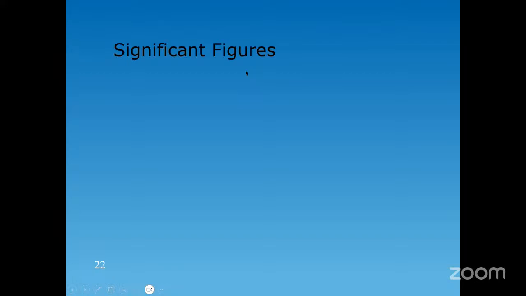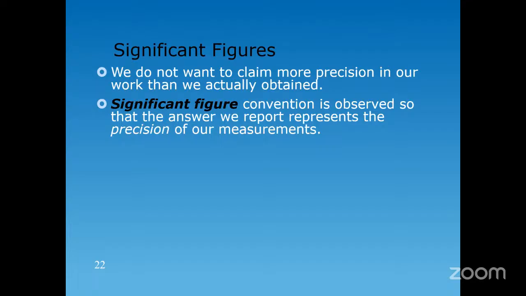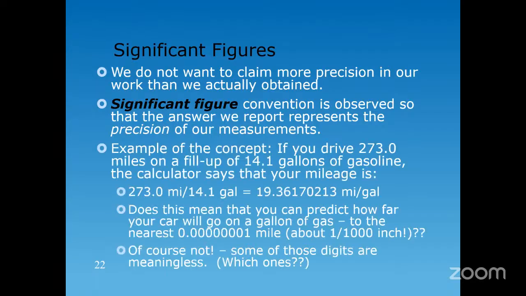So what we're talking about is determining the number of significant digits when you're taking a measurement. So this begs the question, what do we mean by significant digits, right? Well, before we get to the definition, let's look at this example. Let's say you want to determine the mileage of a motor vehicle that you're driving, right? And you know that the volume of the gas tank is 14.1 gallons. And let's say that you were successful in driving a total distance of 273.0 miles on a full tank of gas, right?